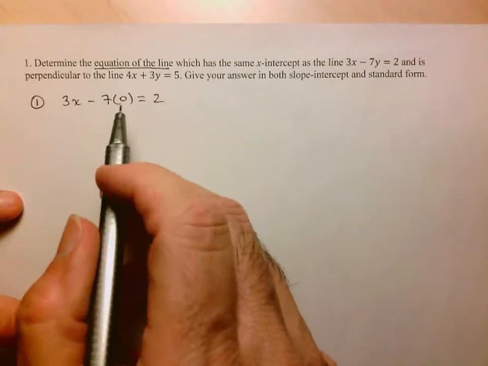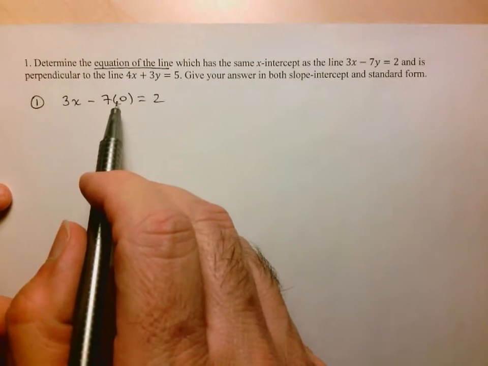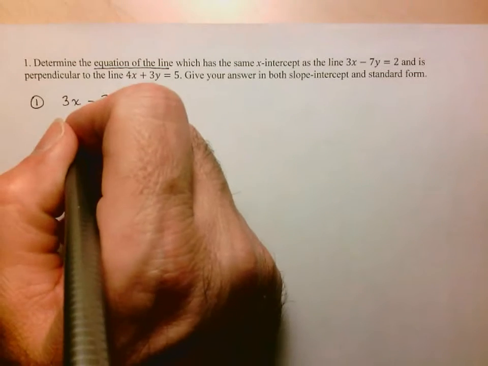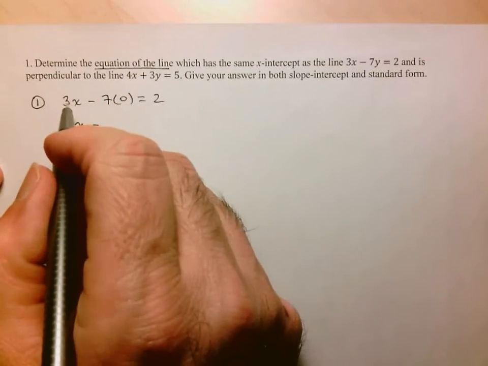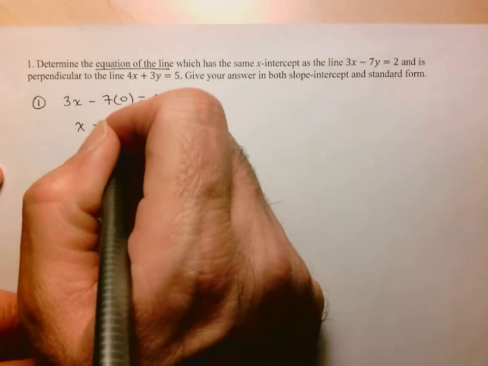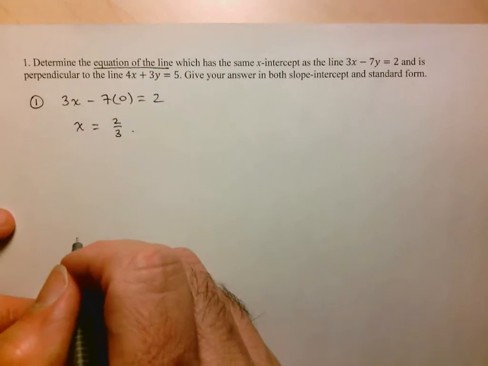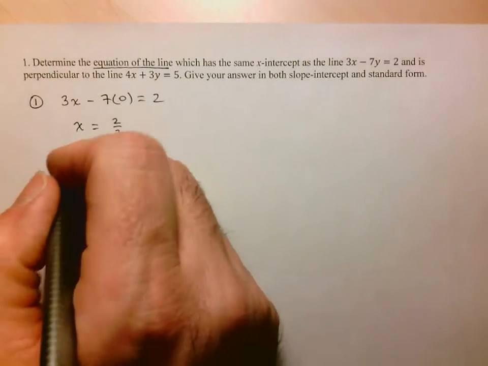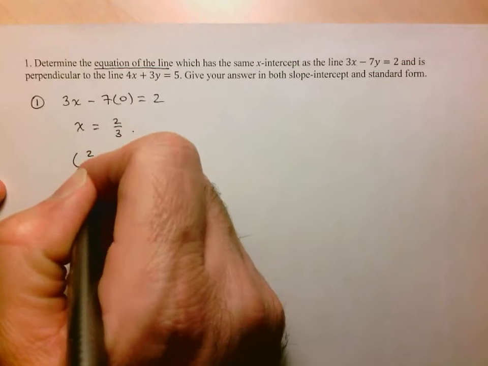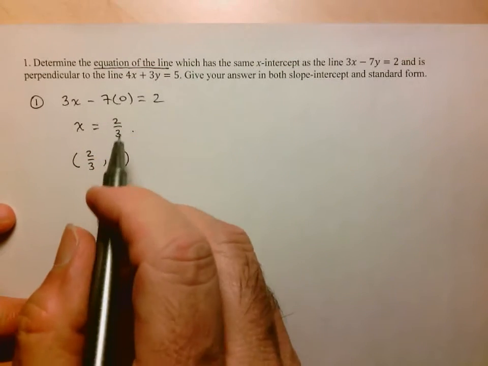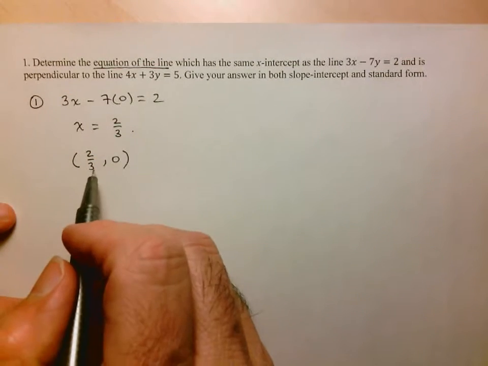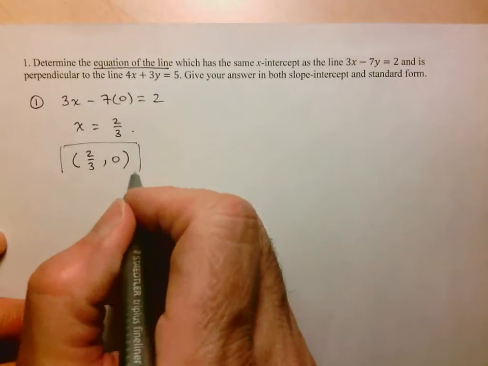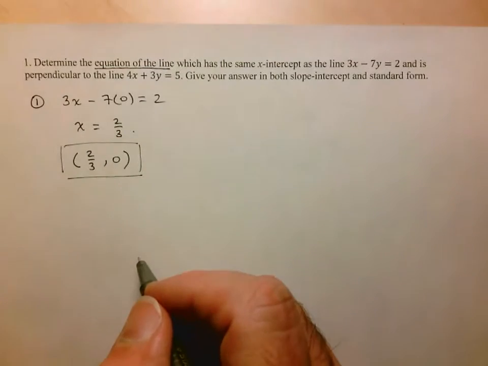Then 7y becomes 7 times 0, which is just 0, so I'm left with 3x equals 2. I can solve that by dividing both sides by 3 to isolate the x, so x is equal to 2/3. The point on this given line, which is the x-intercept, is (2/3, 0). Since my line has the same x-intercept, this is also a point on the line I'm looking for. So this is step 1. I now have a point on the line that I'm looking for.